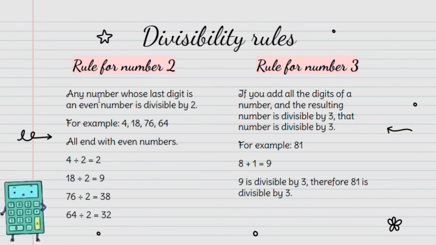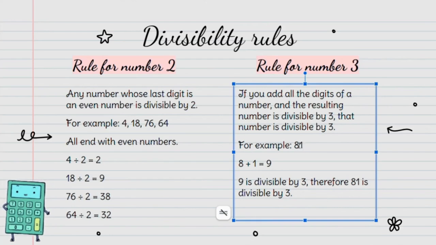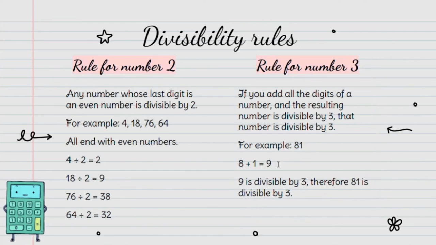Okay, so the rule for number 3 is a bit tricky because it's not very straightforward. You have to add each digit of the number. So you have to add 8 and 1, and the resulting number has to be divisible by 3. Because if it is, that tells us that the entire number is divisible by 3. So since 9 is divisible by 3, 81 is going to be divisible by 3 because 8 plus 1 equals 9.